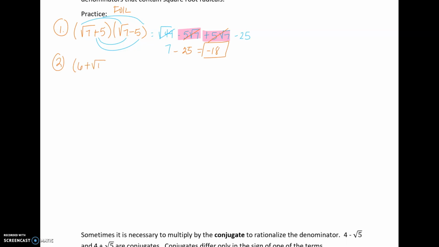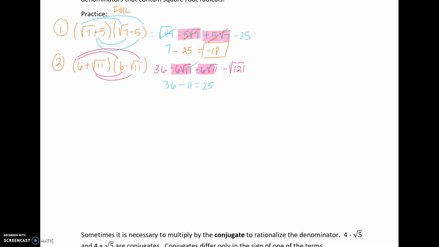6 plus the square root of 11 times 6 minus the square root of 11. Again, when we FOIL, first, 6 times 6 is 36. Outer, 6 times negative square root of 11 is negative 6 square root of 11. Inner, square root of 11 times 6 is 6 square root of 11. And last is square root of 11 times negative square root of 11, which is negative square root of 121. Again, look what's happening to our outer and inner terms. They're canceling. So we get 36 minus the square root of 121, which is 11.